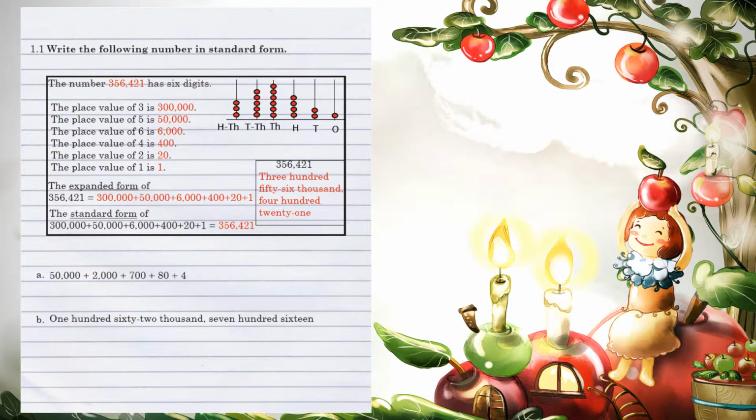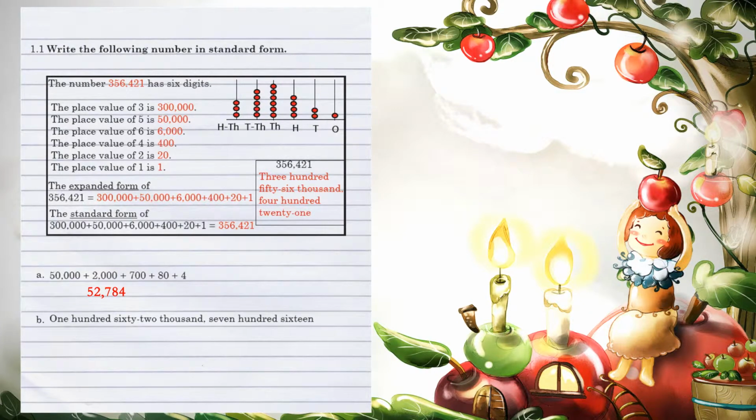We have 50,000 plus 2,000 plus 700 plus 80 plus 4, and we want to combine these together to form a standard number. Really, you just look at the first number and what the place value is. 50,000 would put the 5 in the 10,000s position. 2,000 would put the 2 in the thousands position. The 7 would put the 7 in the hundreds position. The 8 in our 80 puts that in the tens position. And the 4 goes in our ones position for a final number of 52,784.